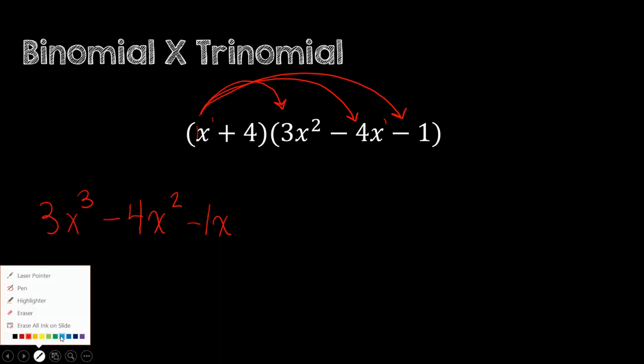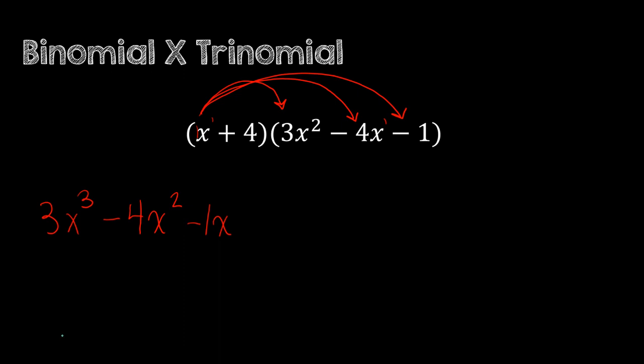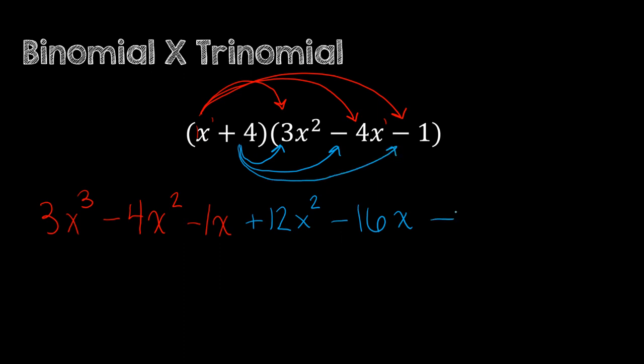Now the next term in my binomial is positive 4. So I'm going to do positive 4 times positive 3x squared gives me a positive 12x squared. Again, there's no x here to combine, so it's just 4 times 3 is 12, and we carry the x squared back down. 4 times negative 4x is negative 16, and we get just x. No x squared because there isn't an x to multiply. And last, 4 times negative 1 is negative 4.